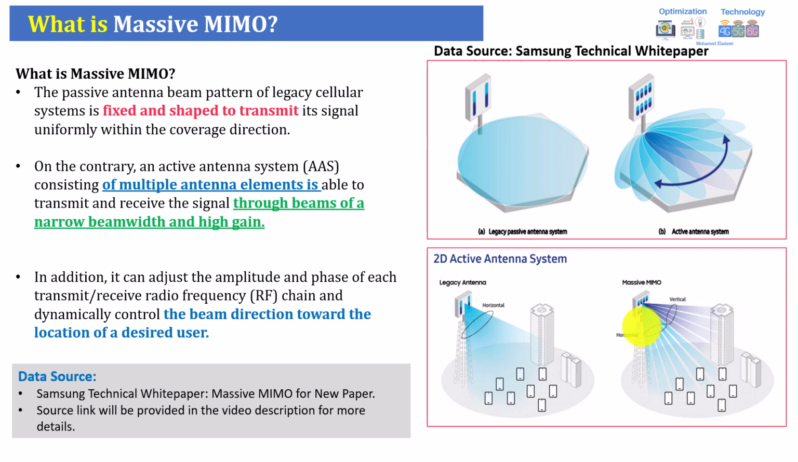This is what massive MIMO can do at a high level: it can have much better beamforming and number of beams, and can also cover the vertical and horizontal. And for sure, this will be covered in much more detail in the next slides.